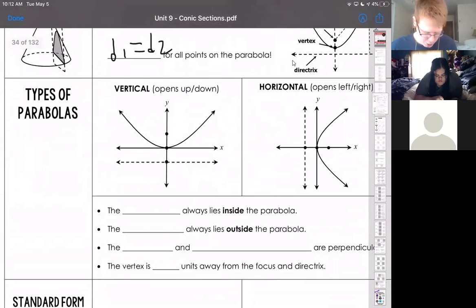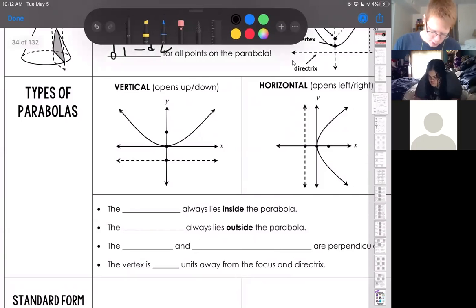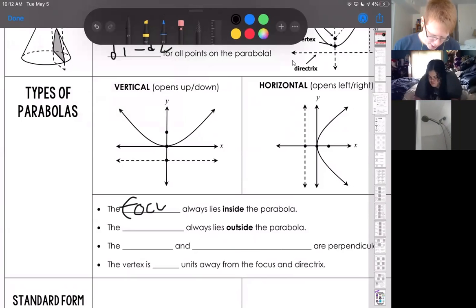Types of parabolas: you're either going to have a vertical or a horizontal. A vertical is the standard parabola, probably what you think of, while a horizontal is basically like a sideways U. We'll see there are two formulas to get these, but some vocabulary below. The focus always lies inside the parabola, that focus point. The directrix, sorry, is a line that always lies outside the parabola.